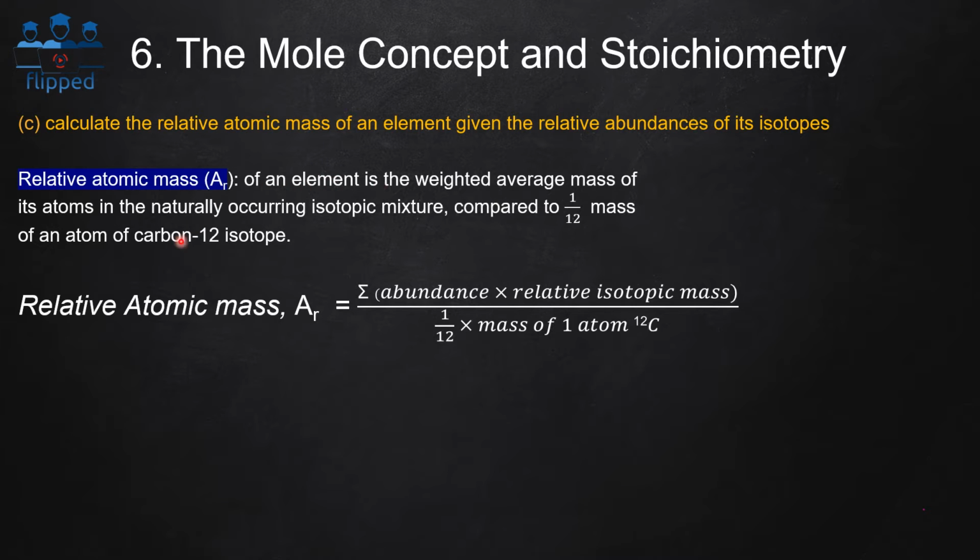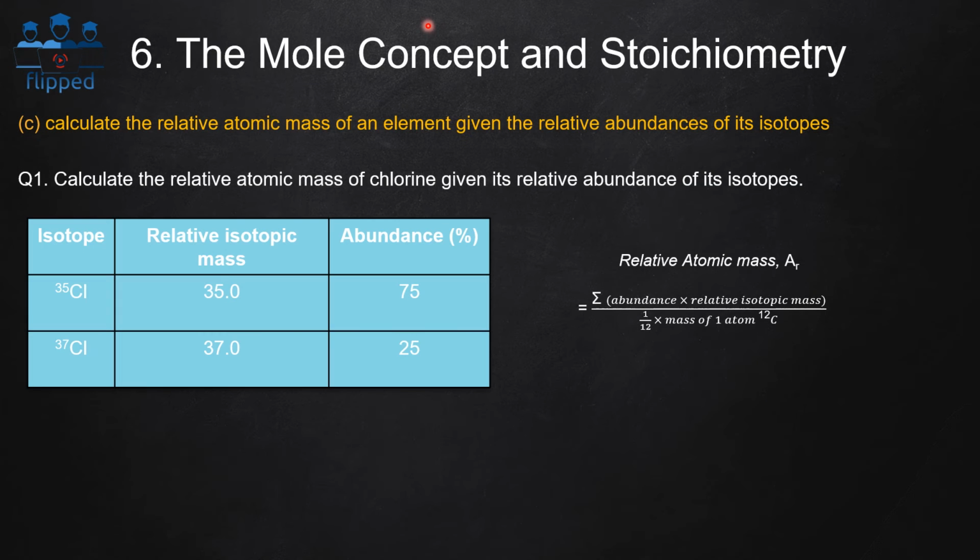So this is the formula we are so familiar with from the previous video. Relative atomic mass, AR, has this formula here. Let me do a brief recap: the top portion is sigma, which is what we call the sum of all the AR. Alright, so this is the first question.